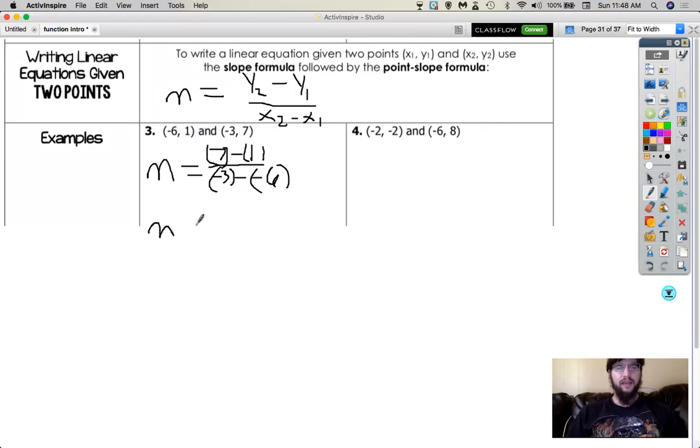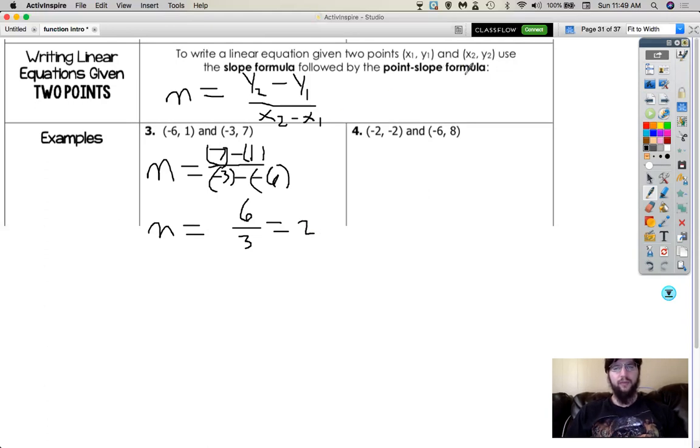And then I'd highly advise using your calculator. 7 minus 1 is 6. Negative 3 minus a negative 6 is 3. And that simplifies to 2. So our slope is 2.